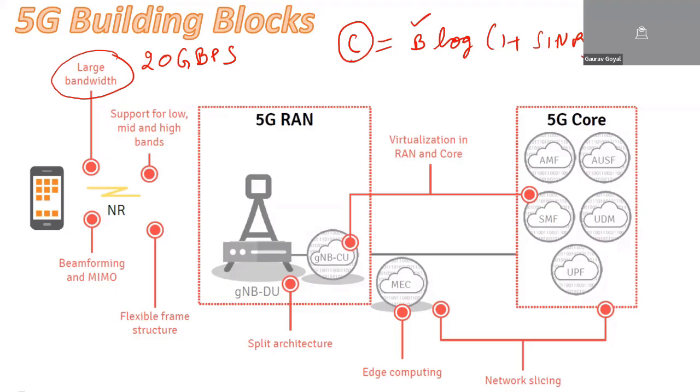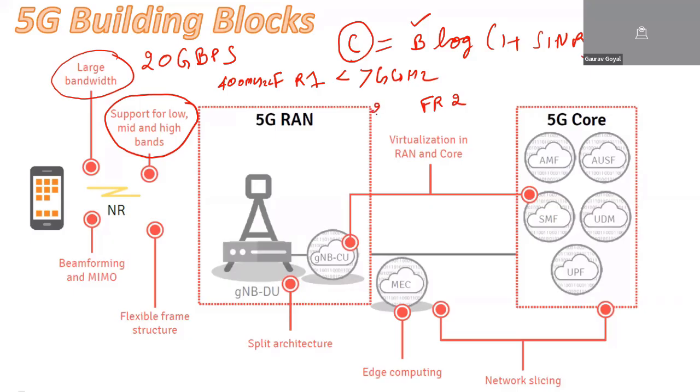Then we have mixed spectrum. We have spectrum for low band, mid band, high band, etc. We have FR1, which is between 400 megahertz to 7 gigahertz, and we have FR2, which is between 24.2 gigahertz to 52.6 gigahertz. In case of high band, or more specifically millimeter waves, those channel bandwidths are a lot larger. It can go up to 400 megahertz.